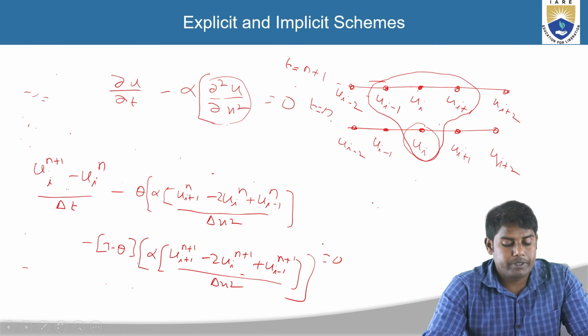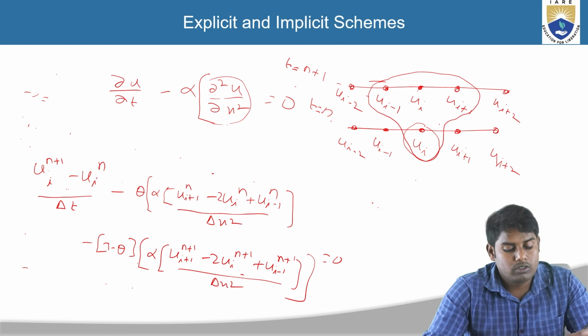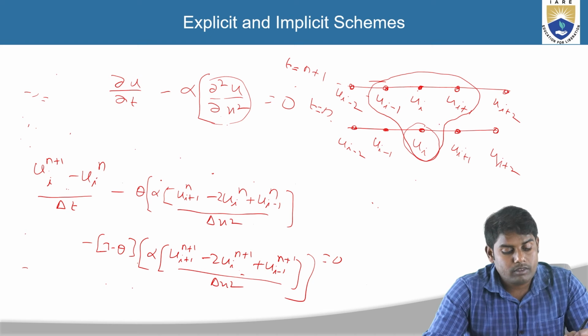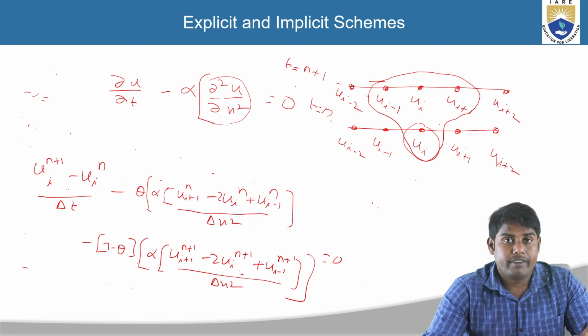So you can see this is the general expression. Here if theta is equal to 0, then the scheme we are seeing is fully implicit. If theta is equal to half, then it is half implicit and half explicit. If theta is equal to 1, then it is fully explicit. So here we have a semi-implicit scheme, a fully explicit scheme and a fully implicit scheme. This is the generic expression, where we can write a switching factor. If we want to switch from explicit to implicit or implicit to explicit, we can use this factor to switch from one mode to the other.